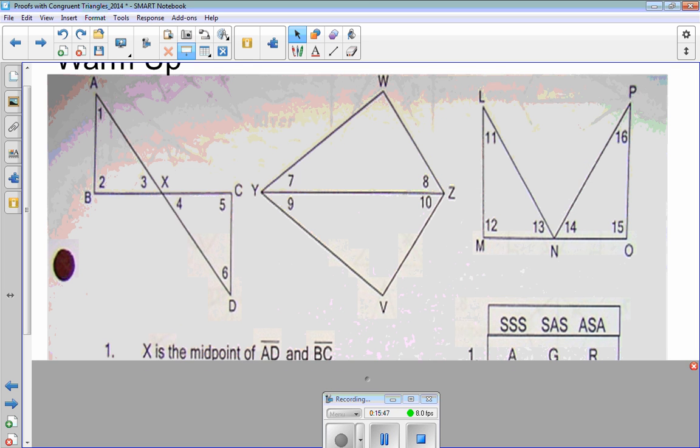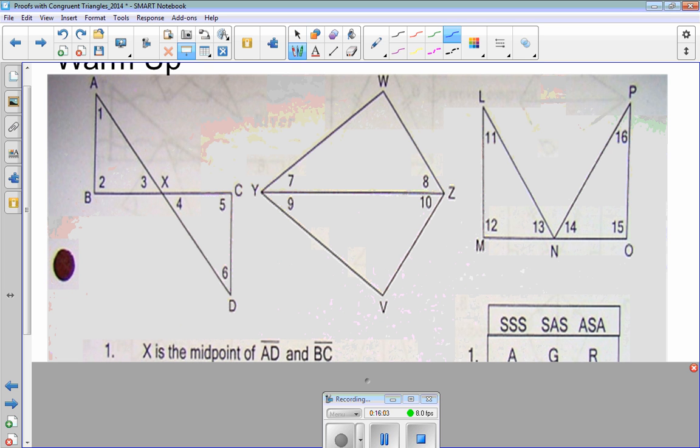Sometimes in a proof, and we're going to start proofs today, you are given some information that's not one of these 3 things that you can always look for. So here's an example of that. We are told that x is the midpoint. Now, I see a keyword, a word called midpoint. What is a midpoint?